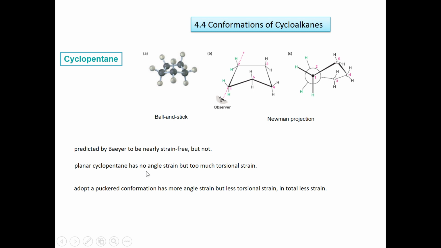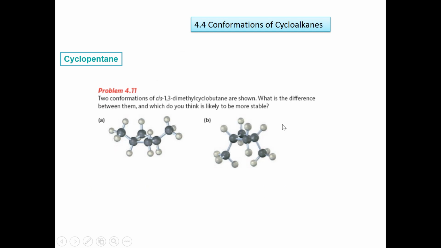Planar cyclopentane has no angle strain, but too much torsional strain. If we put it planar, everything is eclipsed. Okay, and then to minimize energy, it adopts a puckered conformation that has more angle strain but less torsional strain, because the angle between these two atoms is bigger. That means that in total we have less strain.